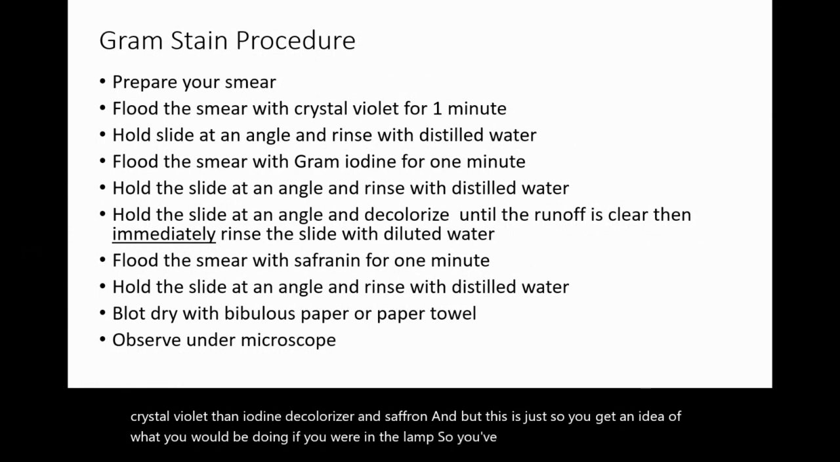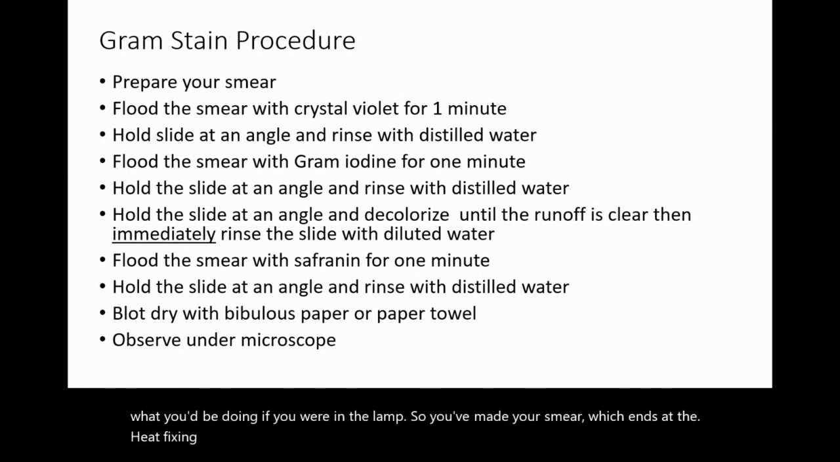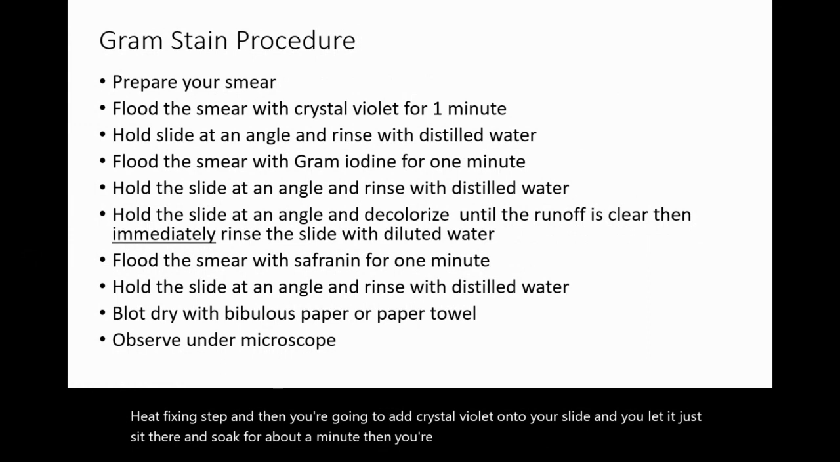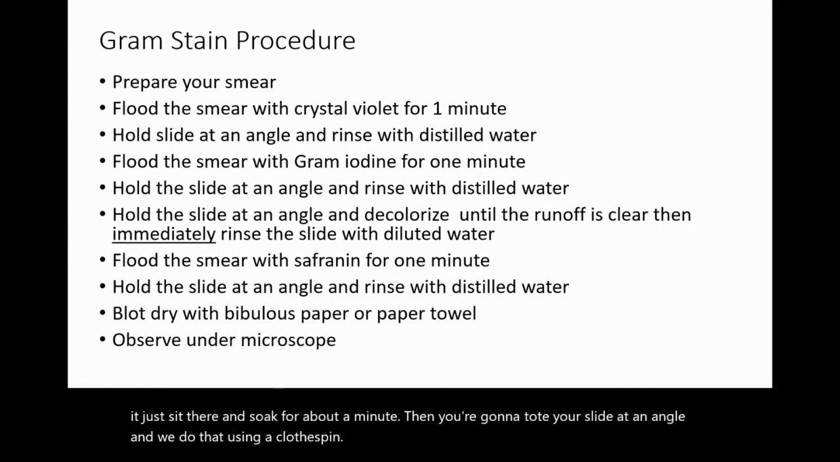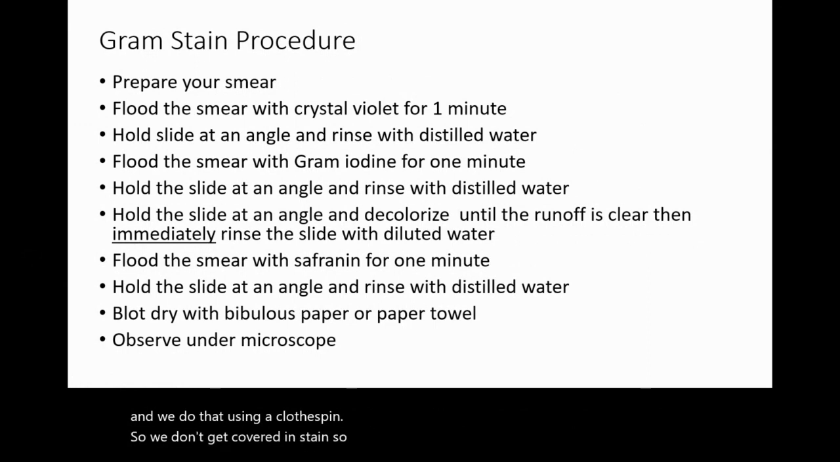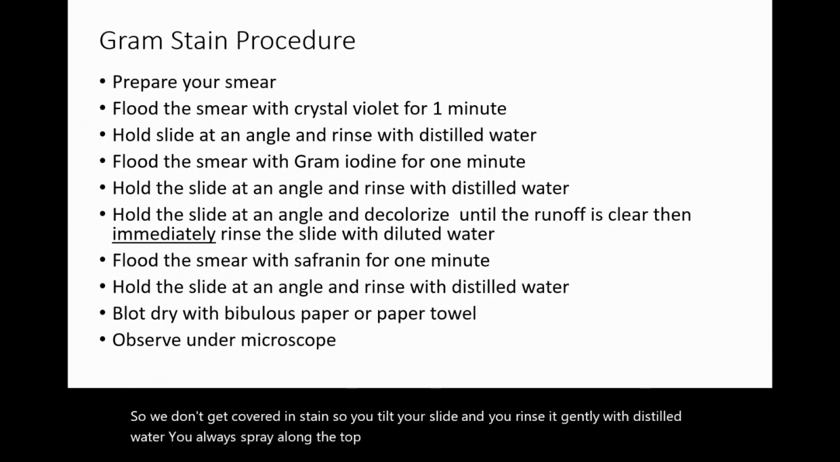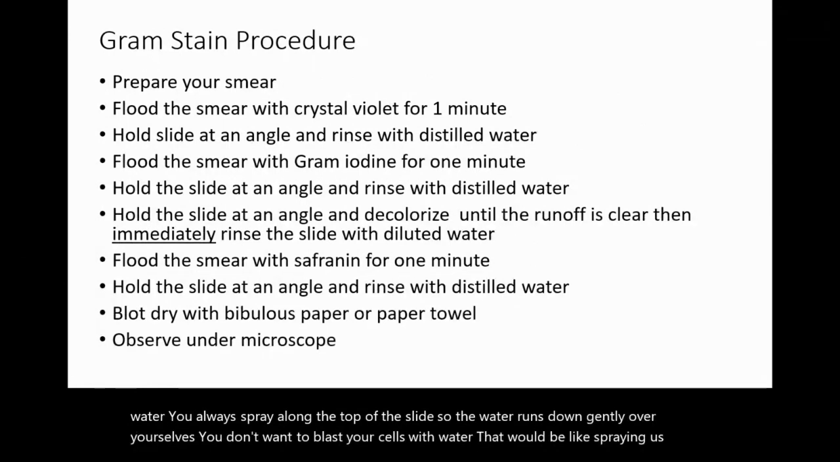So you've made your smear, which ends at the heat fixing step. And then you're going to add crystal violet onto your slide, and you let it just sit there and soak for about a minute. Then you're going to tilt your slide at an angle, and we do that using a clothespin so that we don't get covered in stain. So you tilt your slide and you rinse it gently with distilled water. You always spray along the top of the slide so the water runs down gently over your cells. You don't want to blast your cells with water. That would be like spraying us with a fire hose.